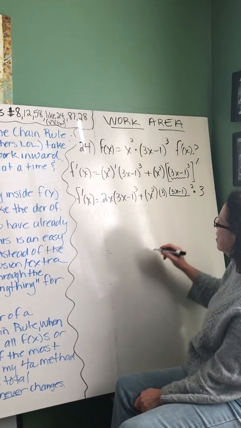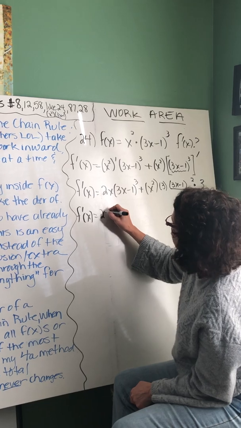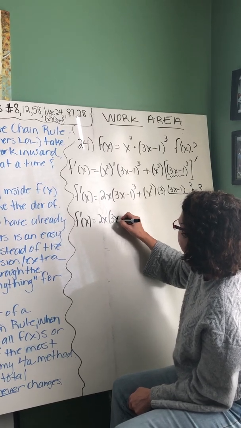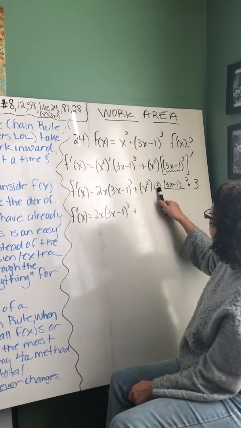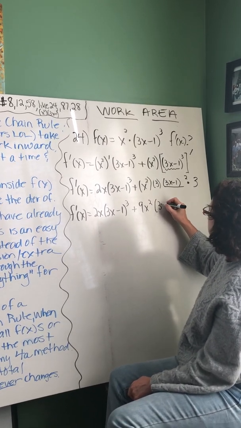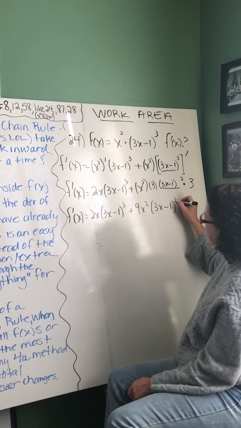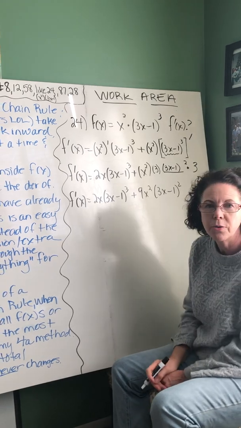3. Let's clean this up a little bit. Just keeping the first term the same. The second term, let's see, 3 times 3 times x squared, 9x squared, times (3x minus 1) squared. This was perfectly correct.